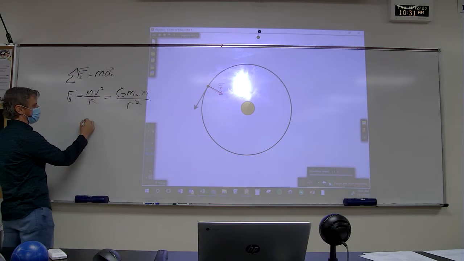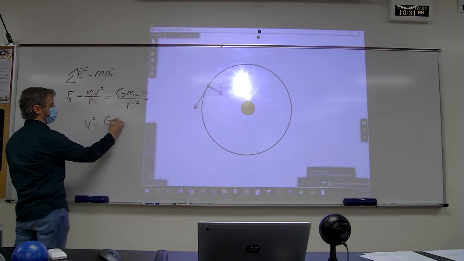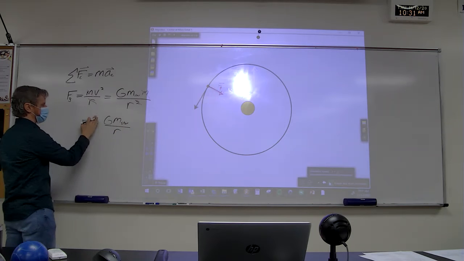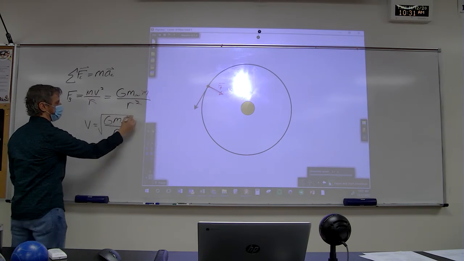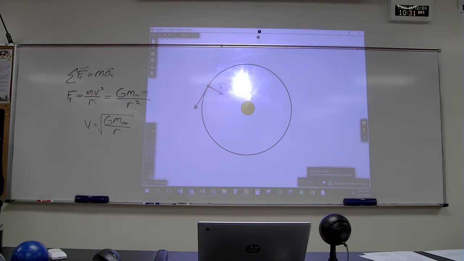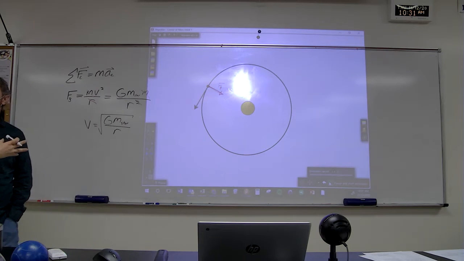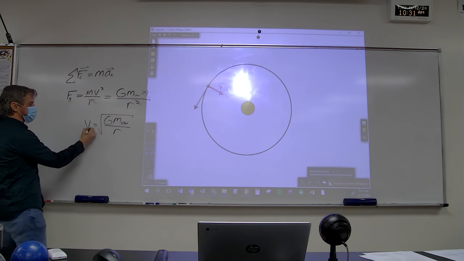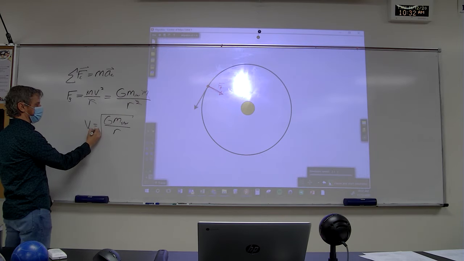So yeah, in the next step I get v squared equals G times the mass of the star divided by r. I can just square root both sides. Now, what assumption went into this? The object is moving in a circle, a perfect circle, uniform circular motion. So this is the equation for a circular orbit.